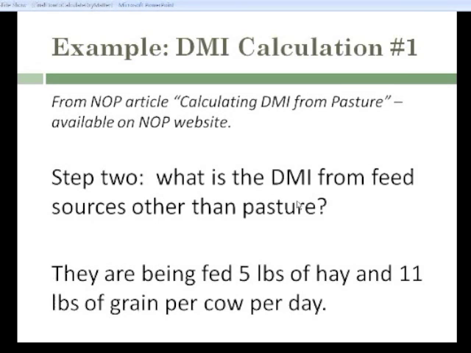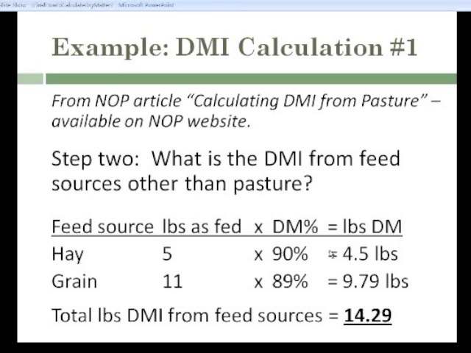There it goes. Okay, so step 2 is to determine what the dry matter intake from feed sources other than pasture is. And in this example, they're being fed 5 pounds of hay and 11 pounds of grain, in addition to the pasture. And so what we need to do next is convert that from an as-fed basis over to a dry matter basis.